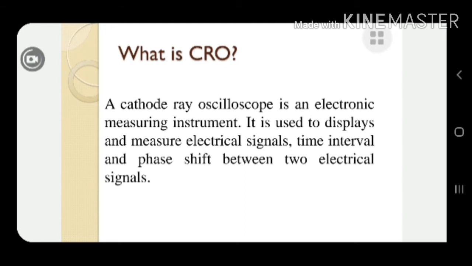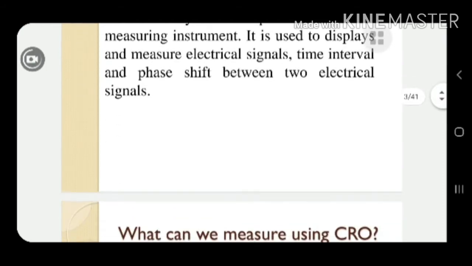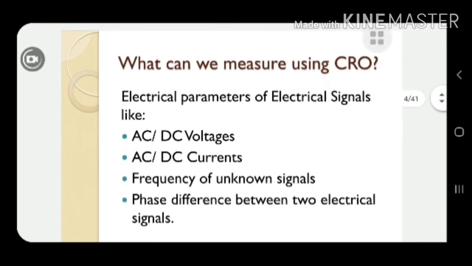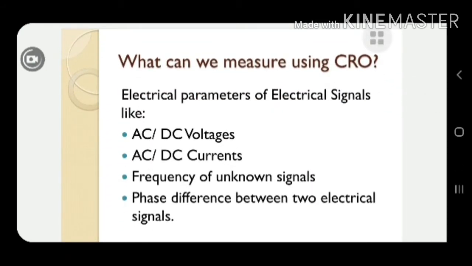Now what all things can you measure? We can measure many things, basically all the electrical parameters of electrical signals. So again, CRO, that is cathode ray oscilloscope, is an electronic measuring instrument. It is used to display and measure electrical signals, time intervals and phase shifts between two electrical signals. It's the only electronic measuring instrument which shows the shape of the waveform on the screen.